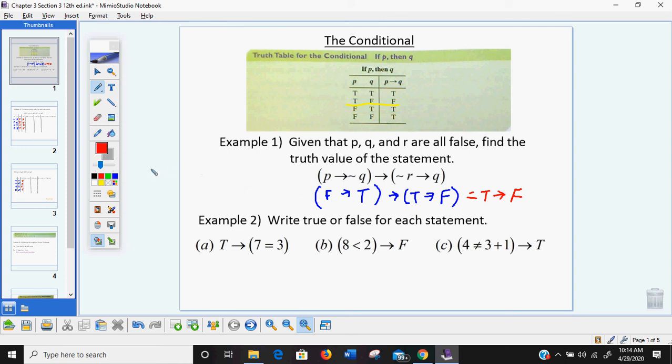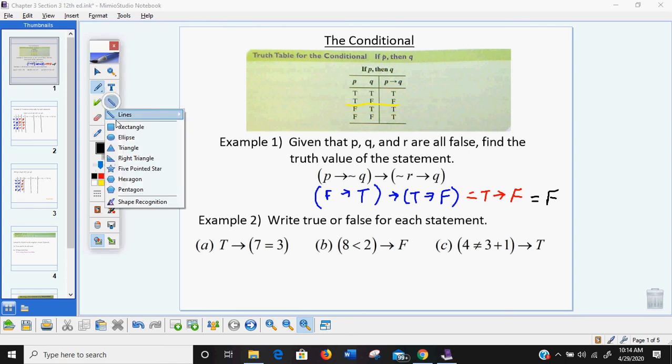Okay, so our final answer on this one, we do parentheses first. This was true. This one was false. If we start with a true and we end up with a false statement, the final answer on this one would be false, and that's the answer that they would want to see.